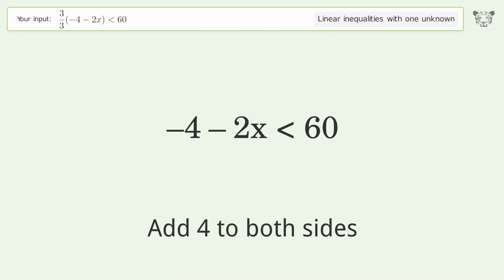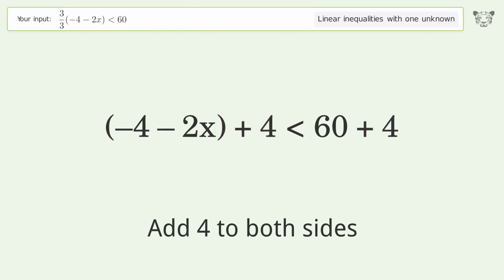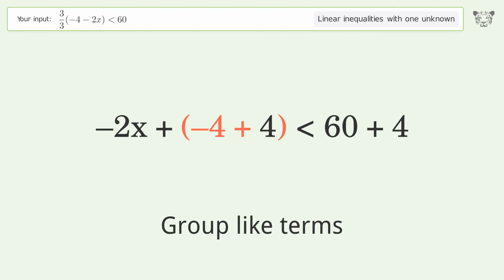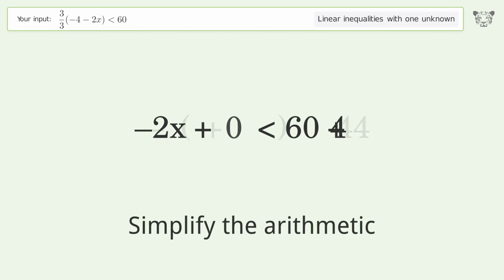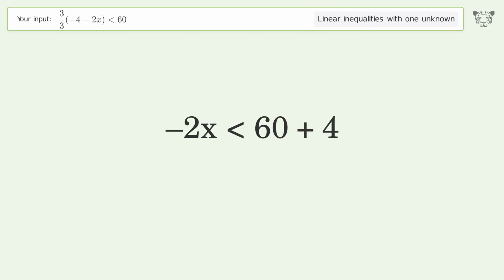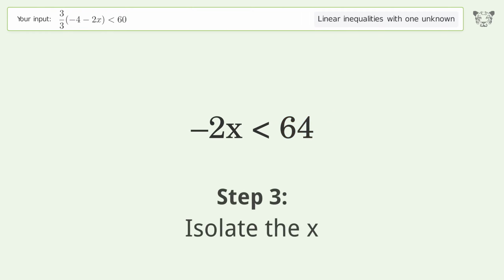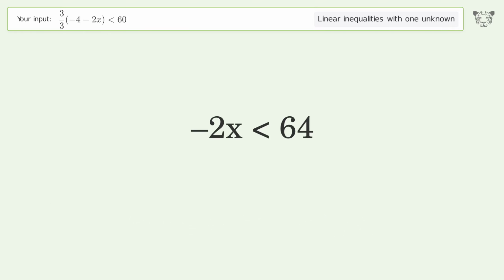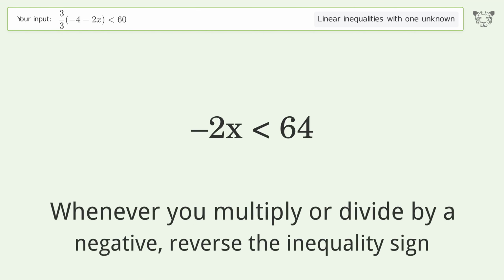Add 4 to both sides. Group like terms. Simplify the arithmetic. Isolate the x. Divide both sides by -2. Whenever you multiply or divide by a negative, reverse the inequality sign.